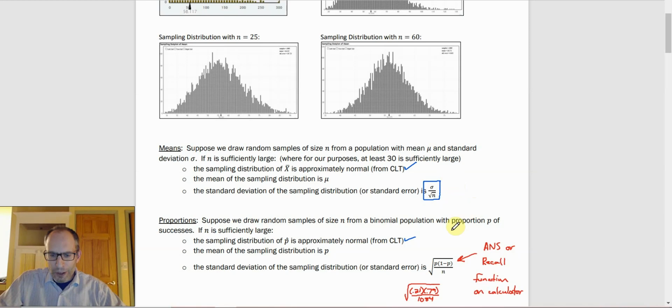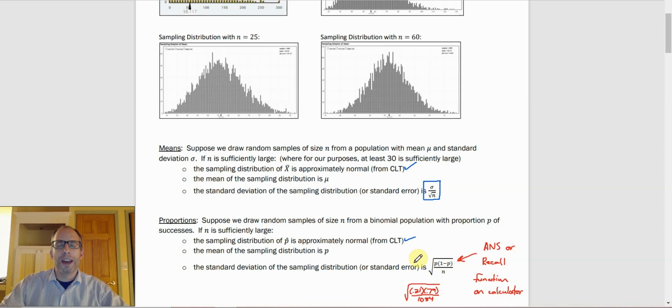And then with proportions, the mean of the sampling distribution is p. So all of the p hats, all the sample proportions, that distribution is going to be centered at the population proportion. So at least this is analogous to what's going on up here. And then the standard deviation that you get, it looks like the one for a binomial, kind of, except now n is on the bottom.